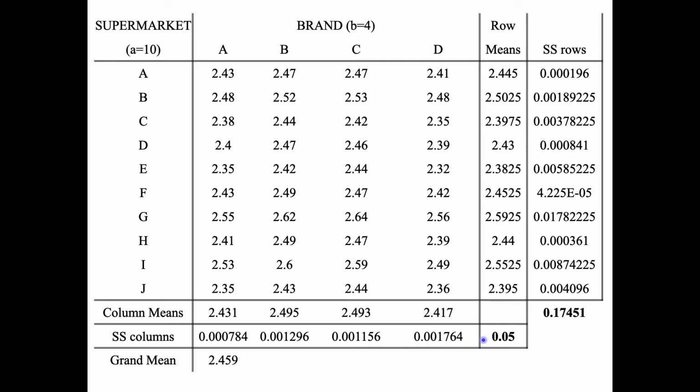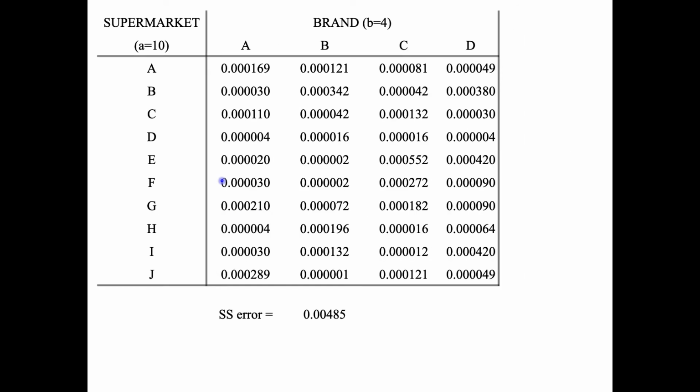So now you have the sums of squares for the supermarkets and the sums of squares for the brands, and you can now calculate the sum squares total by basically taking each individual data point, so the price of toilet paper for brand A and supermarket A minus the grand mean squared plus A versus B minus the grand mean squared, AC minus the grand mean squared, AD minus the grand mean squared, AE minus the grand mean squared, AF, etc., etc. That leads to a big matrix of squared deviations from the grand mean, and you sum this whole thing up, and it gives you 0.00485.